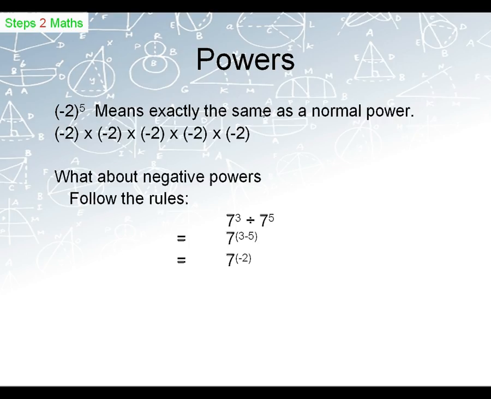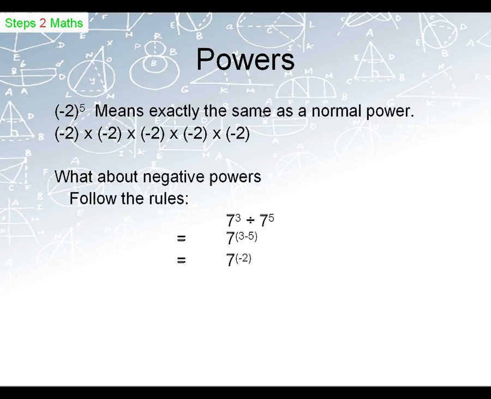What about negative powers? Well, for negative powers, we're just going to follow the rules. Let's see where negative powers come from. If I have 7 cubed divided by 7 to the power of 5, my rule is I subtract the indices. We know this from natural numbers. So the rule is you subtract the indices and you get 7 to the power of 3 subtract 5. And the result is 7 to the power of negative 2.